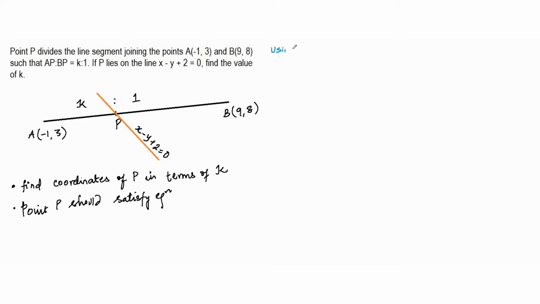So using the section formula, I can find the coordinates of P. P's coordinates would be k into 9, that's 9k, plus 1 into -1, that's -1, divided by k plus 1, comma, to find the y coordinate, k multiplied by the y coordinate of B, that is 8k, plus 1 multiplied by 3, that is plus 3, divided by k plus 1. These are the coordinates of P.